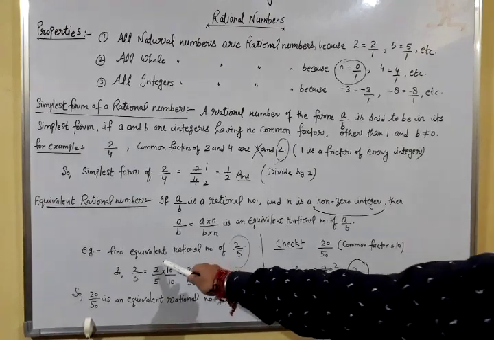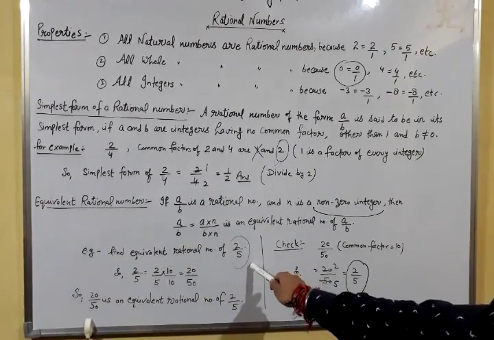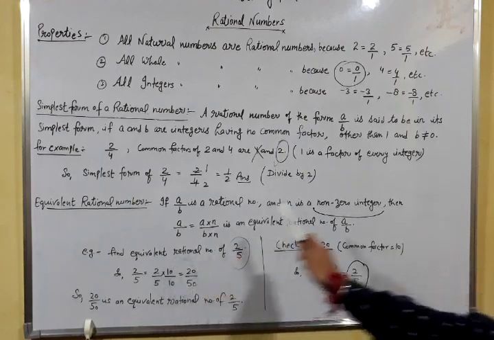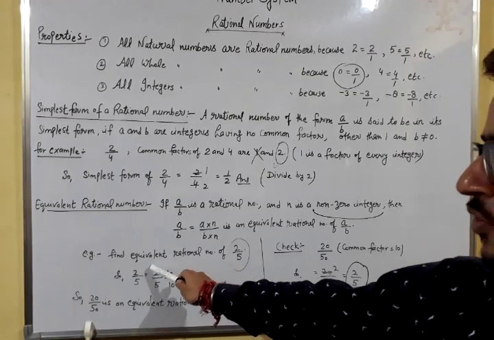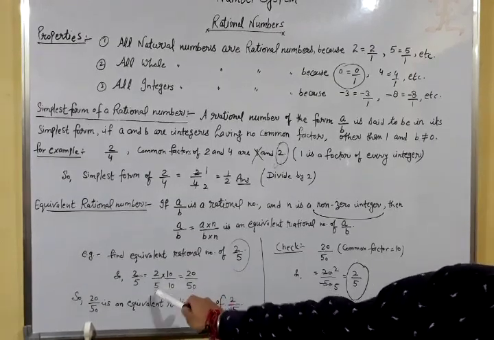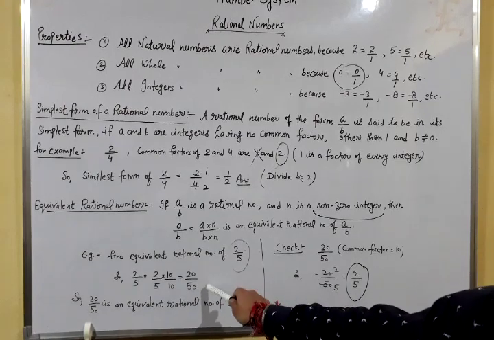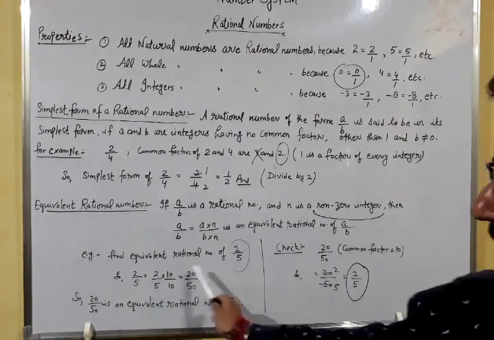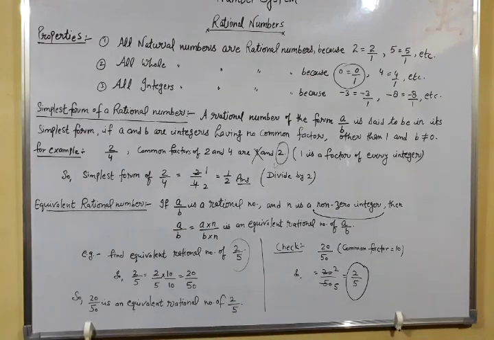For example, find an equivalent rational number of 2 by 5. We have taken 10 because 10 is a positive integer. We multiply 10 by the numerator and denominator. 2 multiply 10 upon 5 multiply 10 equals 20 upon 50. So 20 upon 50 is an equivalent rational number of 2 upon 5.